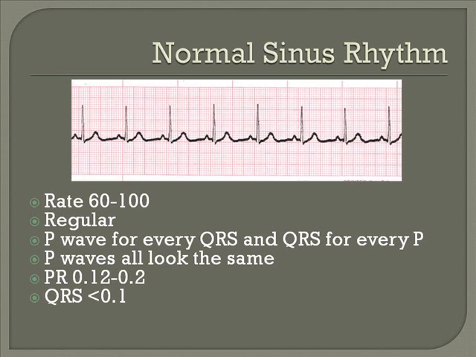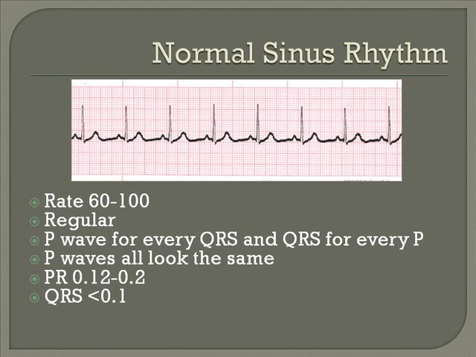They are all the same distance apart. There are P waves with every QRS and QRSs with every P. When we measure our PR and QRS intervals, they fall within the defined limits. When we have all of those, it tells us this is a normal sinus rhythm.